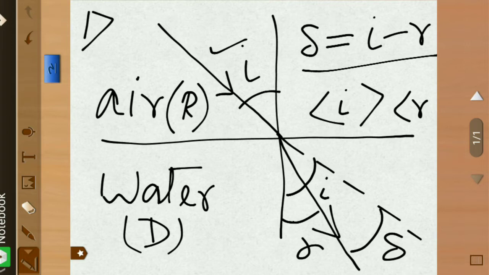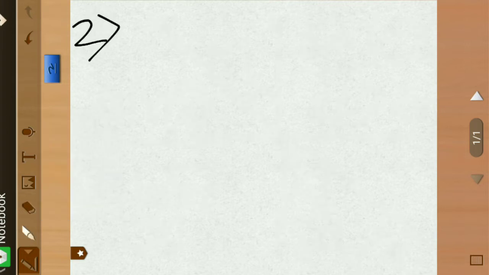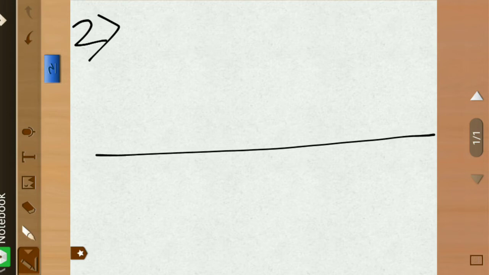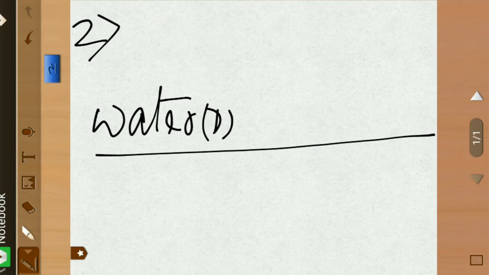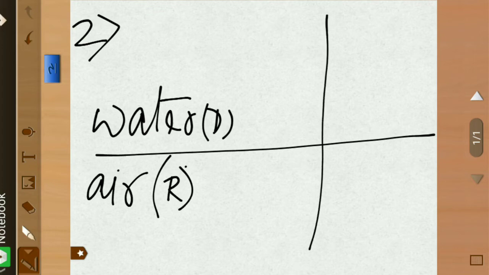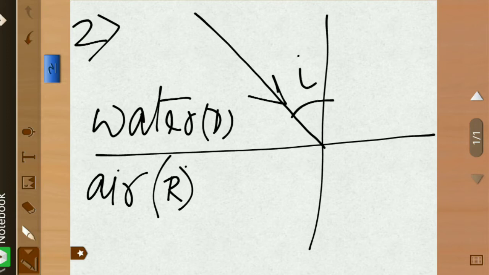Now come to the second case. Case number 2, the ray is moving from denser medium to rarer medium. So this is the denser medium D I am giving and the rarer medium air R I am giving. Okay, this is the normal and the ray is coming from denser to rarer medium. This is the angle of incidence. Now what will happen? See, in the optical density part, I told you in a rarer medium the speed of the light will increase. So when the speed of the light increases, the light will bend away from the normal. This is the direction of the refracted ray.